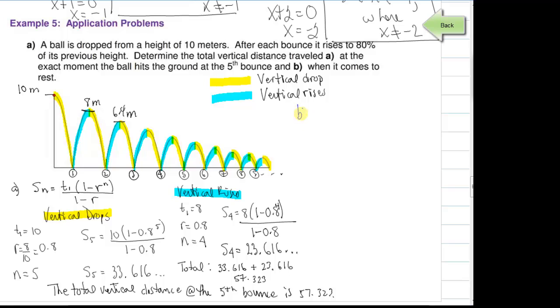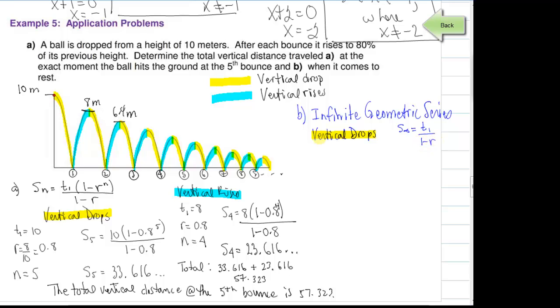Okay, so that takes care of A. Now for part B. Like I said earlier, B is an infinite geometric series question. We still have to break it up into two parts. We still want to do our vertical drops and our vertical rises. So we're going to start with our vertical drops. And remember that the formula we're going to use is the infinite series formula for the sum, which is S subscript infinity is equal to T1 over 1 minus R.